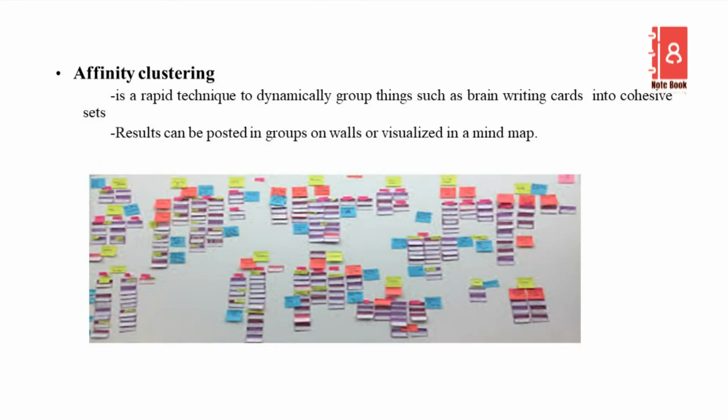Affinity clustering. Affinity clustering is a rapid technique to dynamically group things, such as the brainstorming cards, into cohesive sets. It is usually done by placing the cards randomly on the floor, and then the team collaborates to organize the cards into dynamic sets. The results can be posted in groups on walls or visualized in a mind map. So in the figure, you can see all the cards are grouped into sets and the results are posted on a wall, or else you can visualize them in a mind map.